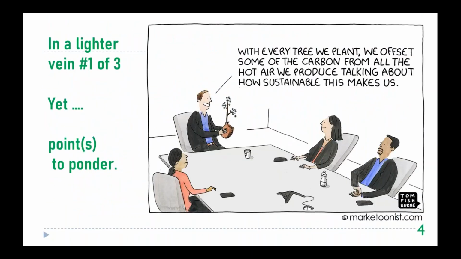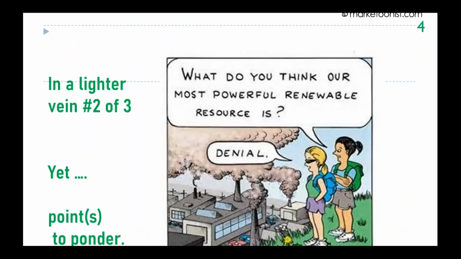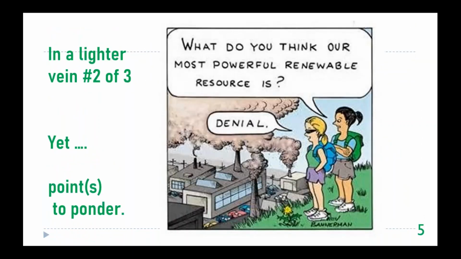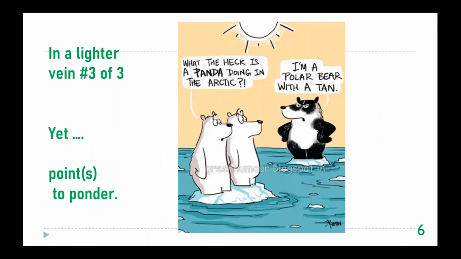I want to start off on a lighter side for the skeptics perhaps, and then it should be all upside from there. In a lighter vein, what is ESG? With every tree we plant, we offset some of the carbon from all the hot air we produce, talking about how sustainable this makes us. This is a pun around sustainability. What do you think our most powerful renewable source is? This definitely is denial. There's quite a bit of denial globally at national, state and local levels. A third, tongue-in-cheek: what the heck is this panda doing in the Arctic? He says, I'm a polar bear with a tan. That's just to get us off onto a lighter vein.